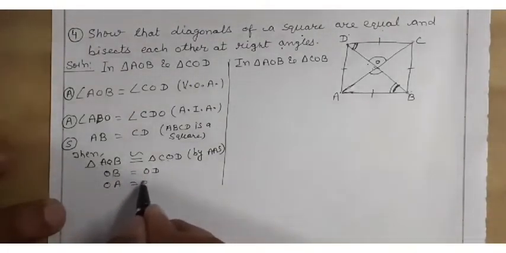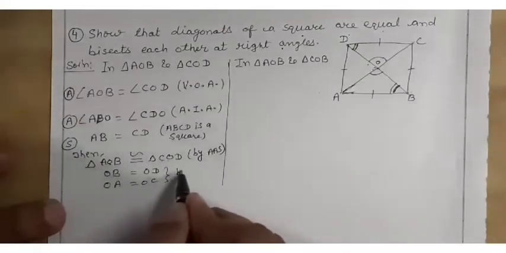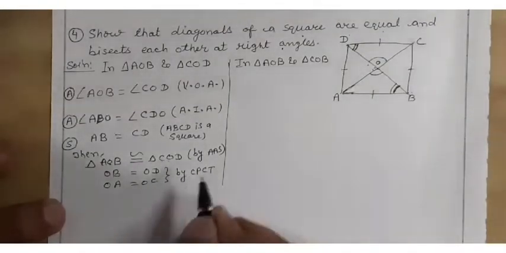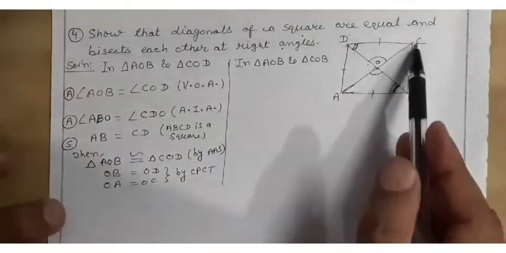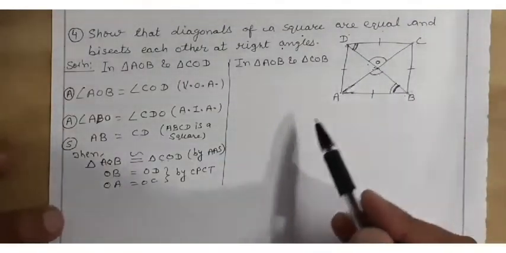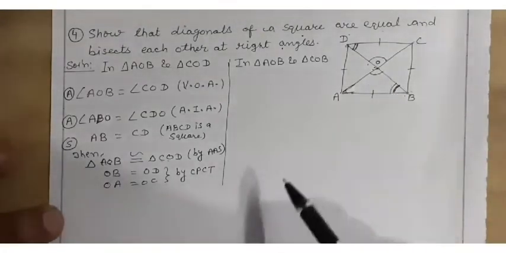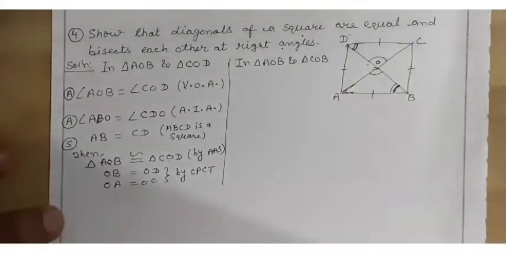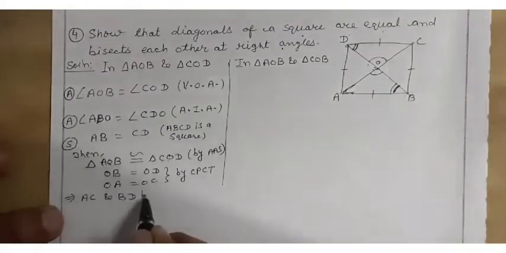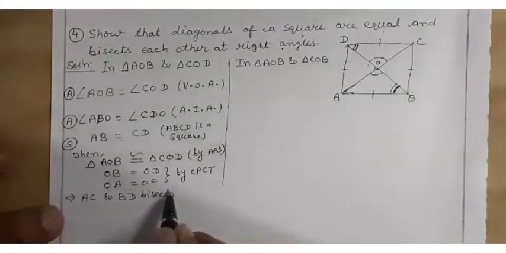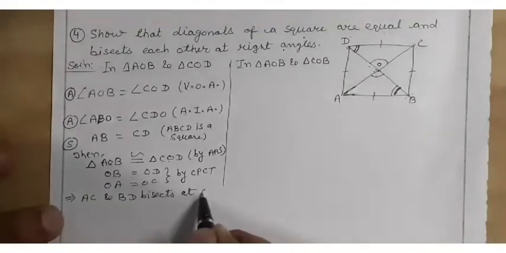OA equal to OC. What is the reason? By CPCT. Okay, if OB equal to OD and OA equal to OC, its meaning is that the diagonals bisect each other. This implies AC and BD bisect at O.